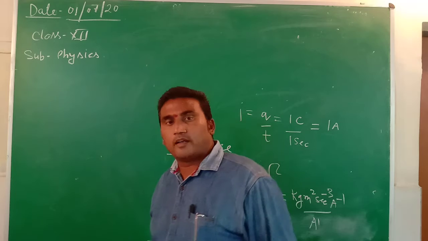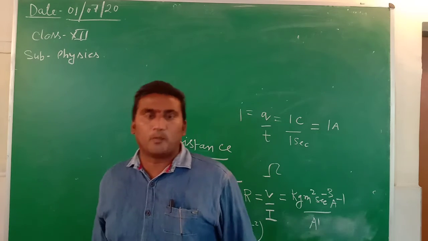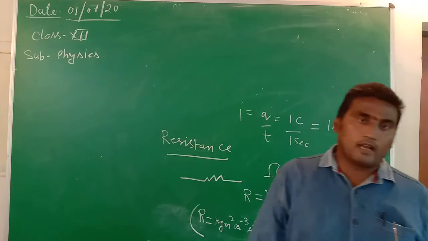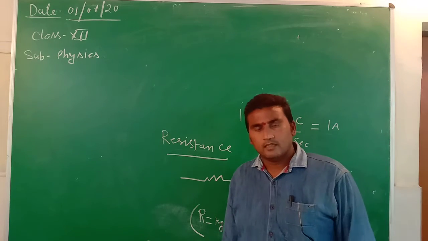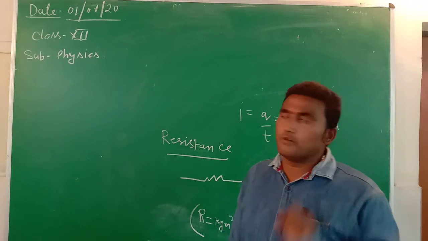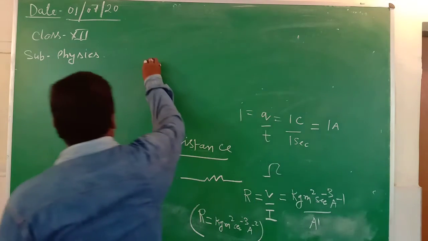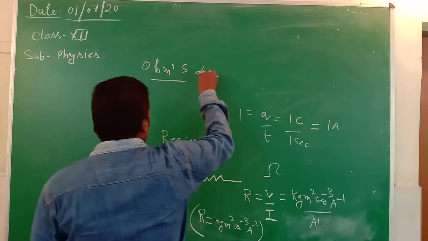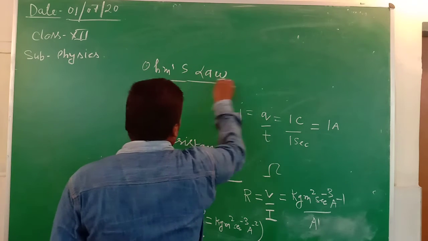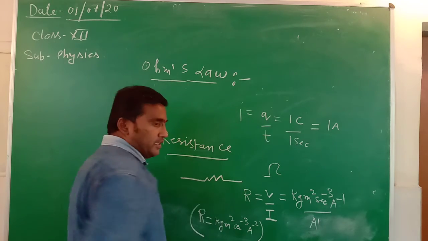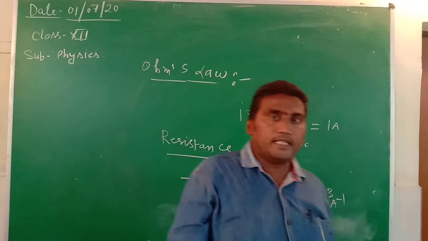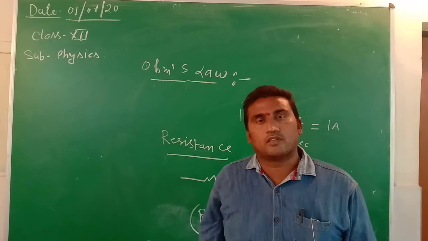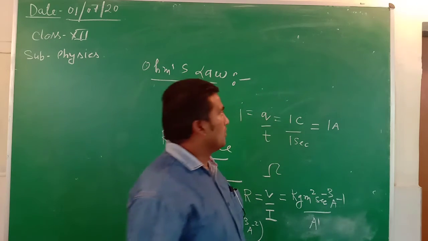Another important topic, based on experimental observation for class 10th and 12th level, is Ohm's law. What is Ohm's law? At constant temperature and pressure, the potential difference is directly proportional to the current. That is known as Ohm's law.